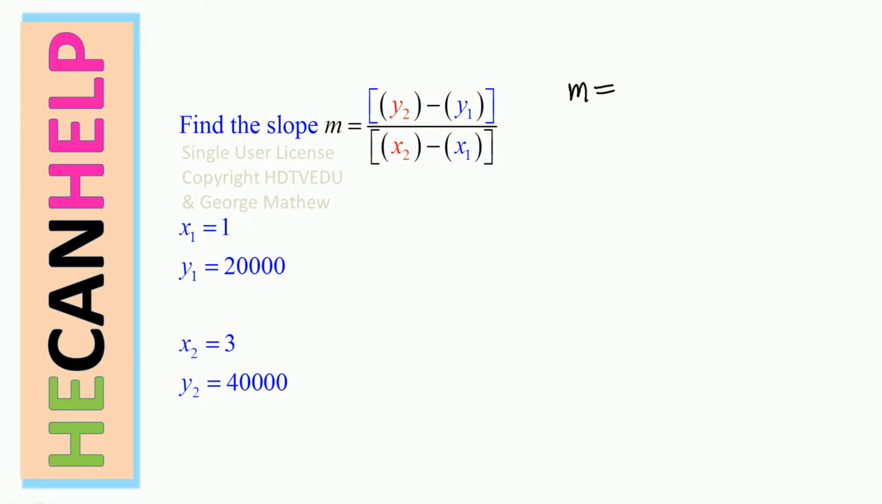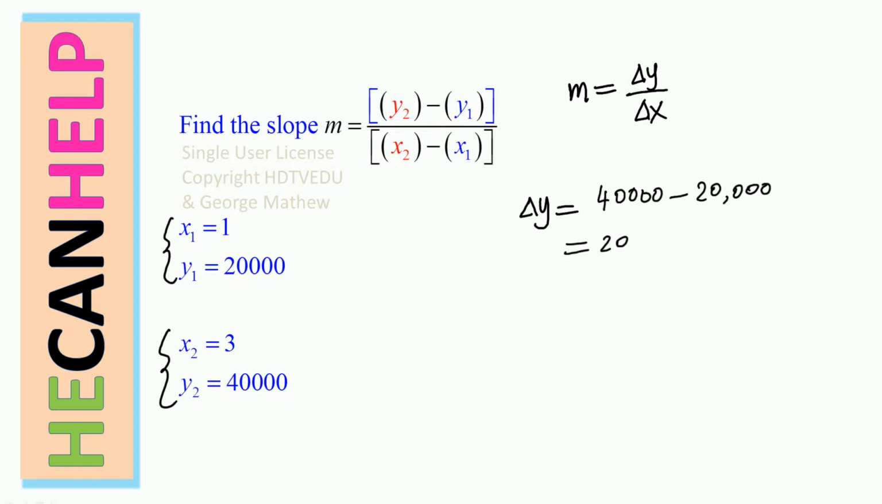What is slope? Slope is change in y over change in x. What is our change in y? X equals 1, y equals 20,000. So this is x1, y1. And this is x2, y2. So what is change in y? It is 40,000 minus 20,000, and that is 20,000. So we have change in y.